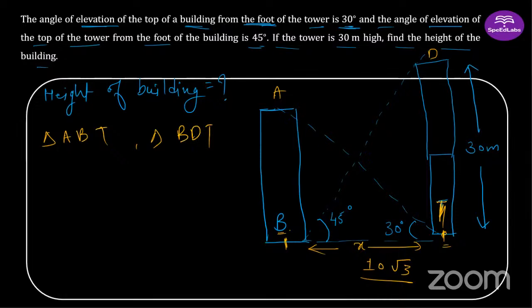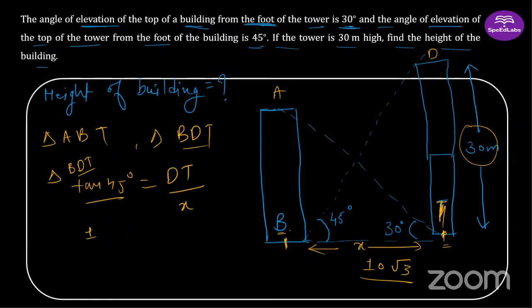Because I know this particular height now, in the triangle formed by the tower, we will use tan 45. Tan 45 is 1. In which triangle? This would be BDT. So tan 45 would be equal to perpendicular upon base, so this is DT upon X, and tan 45 is 1. X is equal to 30. So DT is equal to 30 meter.